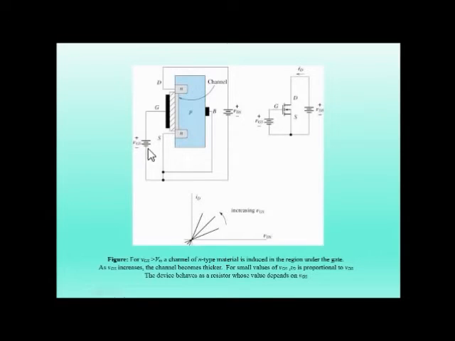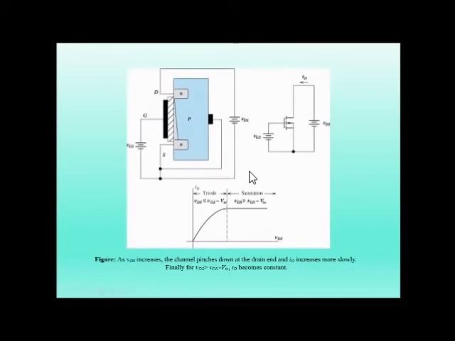Now when VGS is increased greatly, an N-type channel is induced in the region under the gate, and there will be a flow of electrons from drain to source. As VDS, the drain source potential, increases, the channel pinches down and the ID current rises more slowly. Finally, if VGS minus VT0 is greater than VDS, then the ID current becomes constant in a particular region, and that is known as the saturation current. This is similar to what we have seen in the JFET case.